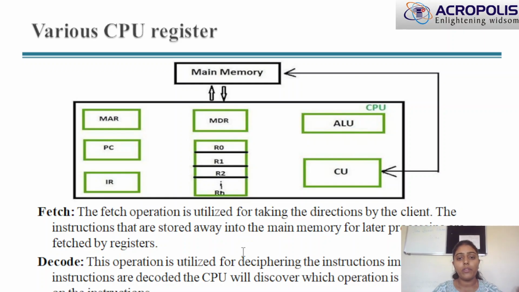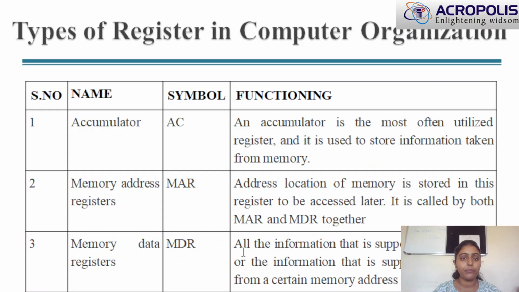Decode, the operation is utilized for decoding the instructions, meaning the instructions are decoded. The CPU will discover which operation is to be performed on the instructions. Execute, the CPU performs these operations, the result is delivered by the CPU and then stored in the main memory, and after that it is shown on the client screen.